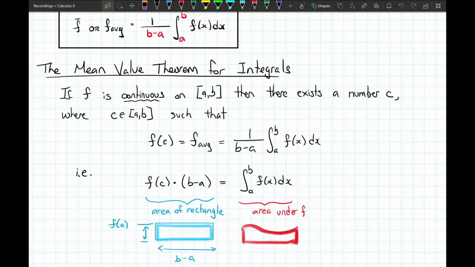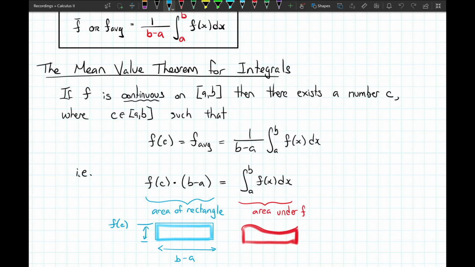And so, the mean value theorem for integrals says that if f is continuous on the closed interval from a to b, then there would have to exist some number c, where c is in that interval, such that f at that point c is equal to this average value. And of course, f average is just given by that brand new formula involving the definite integral.